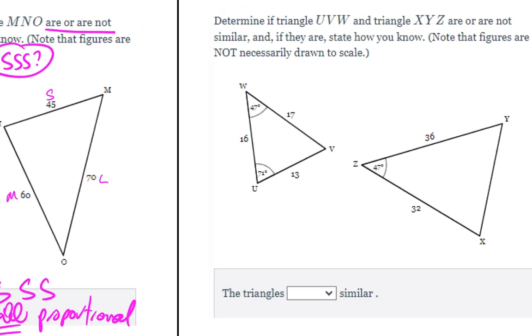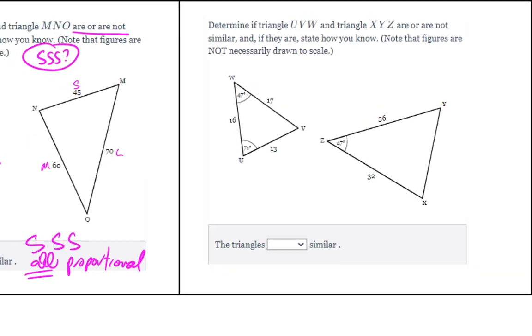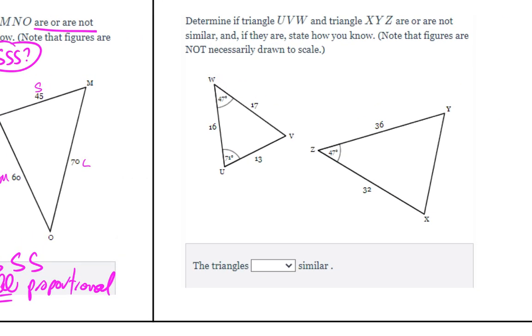All right, so next, let's take a look at another example. Final example, okay? So I think you're doing well so far. All right, so this is if they are similar or not. So let's look at the information we have. Okay, we have angle, angle, side, side. Okay, here we have a side, an angle, and a side, right? Side, angle, and side. Here's a side, side, side, and an angle.